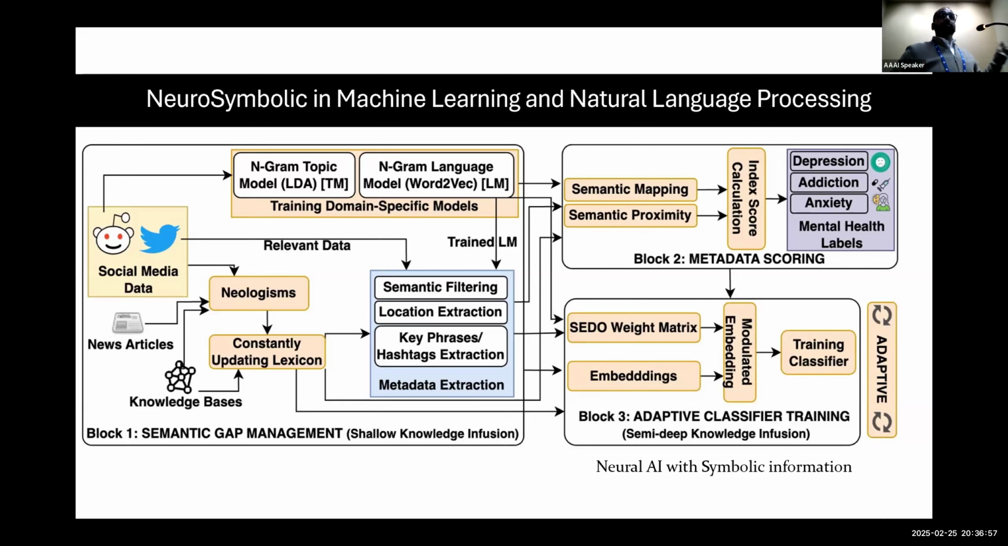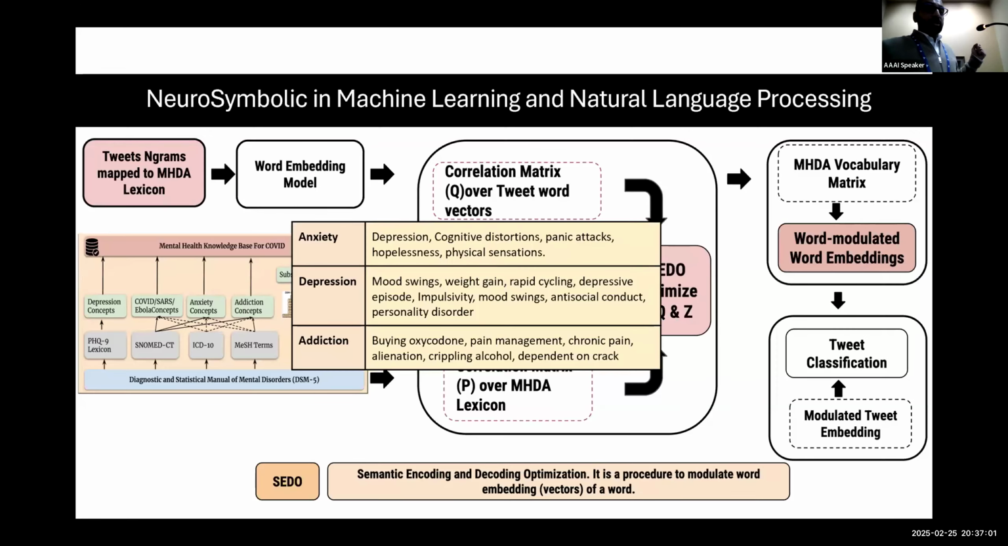Okay. So how does this translate into the picture? You are constructing this lexicon space over here where you are looking at anxiety and what those words are, what depression is and what those words are, addiction and what those words are. All of these words that you see over here are extracted from the downstream datasets in the social media spaces.